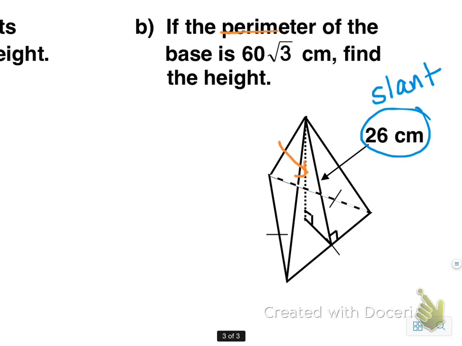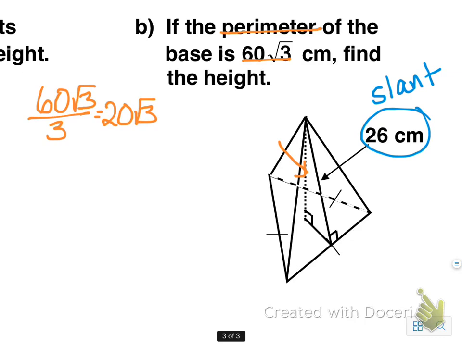So if the perimeter of the base is 60 square roots of 3, and this is the part you may get confused on a few times, but since we are talking about a triangle base, how many sides to a triangular base? Okay, so there are 3. So I'm going to take 60 square roots of 3 and divide it by 3. And that's going to give us 20 square roots of 3 for each base edge.